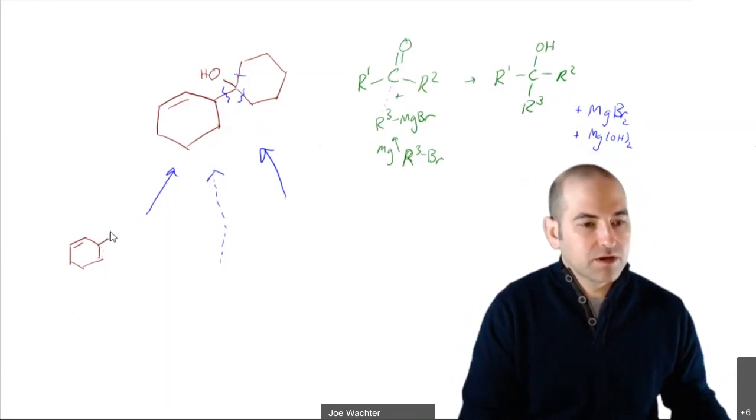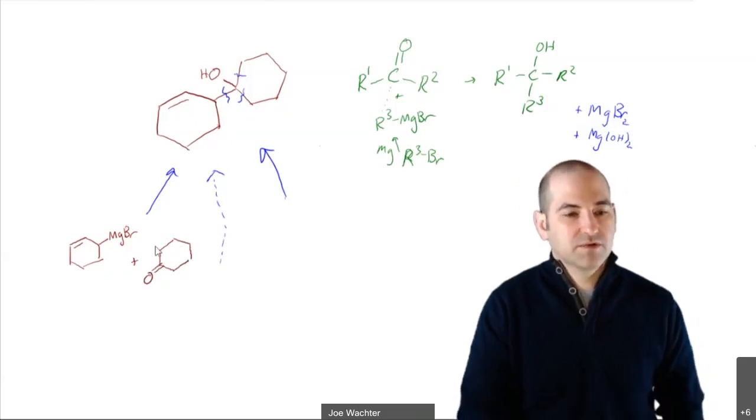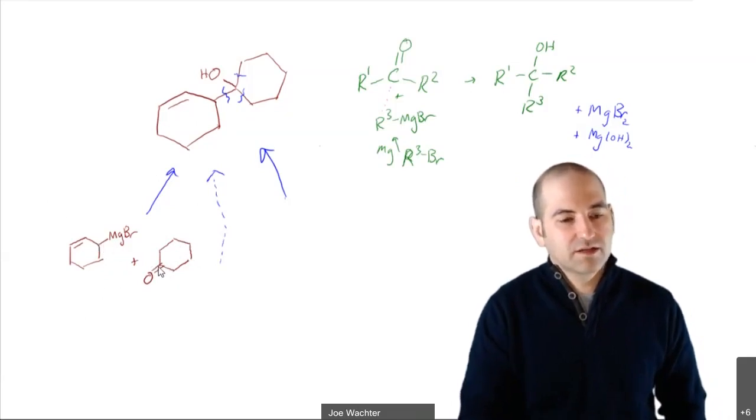If we disconnect there, or if we imagine making that connection, that means that we're going to use this kind of Grignard reagent. And we're going to react it with, I'll try to keep the same orientation, this kind of ketone. So cyclohexanone and this Grignard, that connects there. And so that makes a carbon-carbon bond between these two rings. See that?